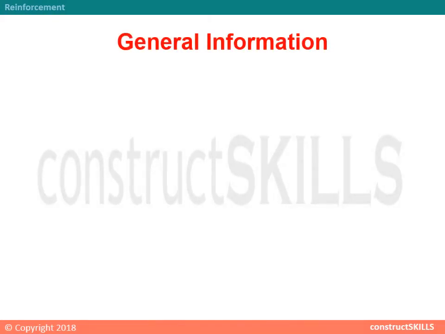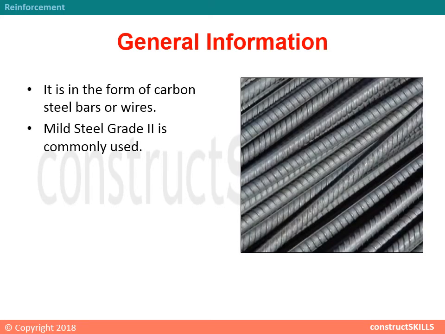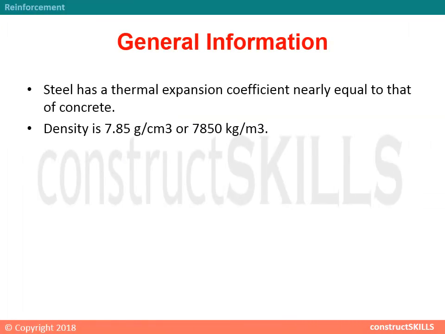Following is the general information on reinforcement. Reinforcement is in the form of carbon steel bars or wires. Generally, mild steel grade 2 is commonly used in construction. Concrete tensile strength is equal to 5 to 7% of its compressive strength, and steel resists the tension.